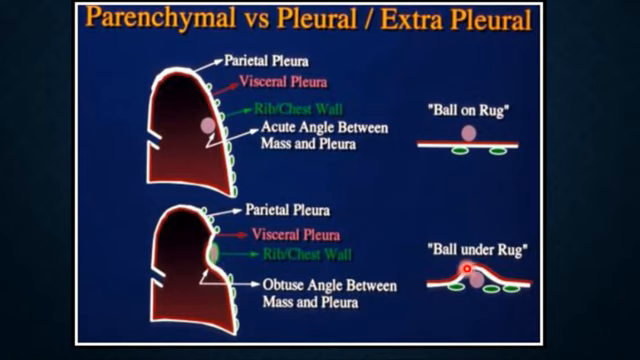That's the ball under the rug. Rug means carpet, or whatever you call it. So if the ball is under the pleura, it will make this angle, while if it is over the rug, it will make an acute angle. So it's a sign helpful for localization of masses on a chest x-ray.